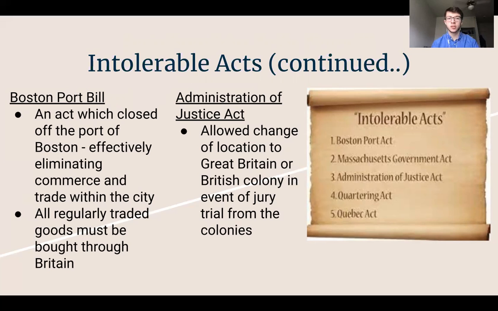Lastly, the Administration of Justice Act. This allowed change of location to Great Britain or other British colonies in the event of jury trial in the colonies. So if someone was on trial in, say, Boston, British Parliament had the power to say, no, we are going to do your trial in Great Britain with a jury who are not of your peers, but of people from around Great Britain. So it was less fair for the colonists.